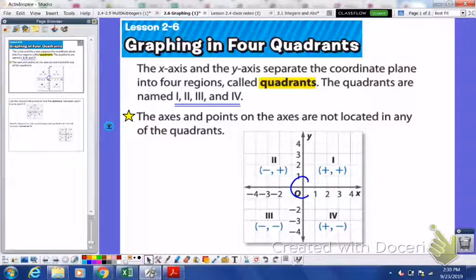Now, the axis and the points on the axis are not located in any quadrant. So any point that would fall on your x-axis or your y-axis, if we asked you to label the location, you would have to say the axis, not a quadrant. They are not in the quadrants, they are breaking up the quadrants.